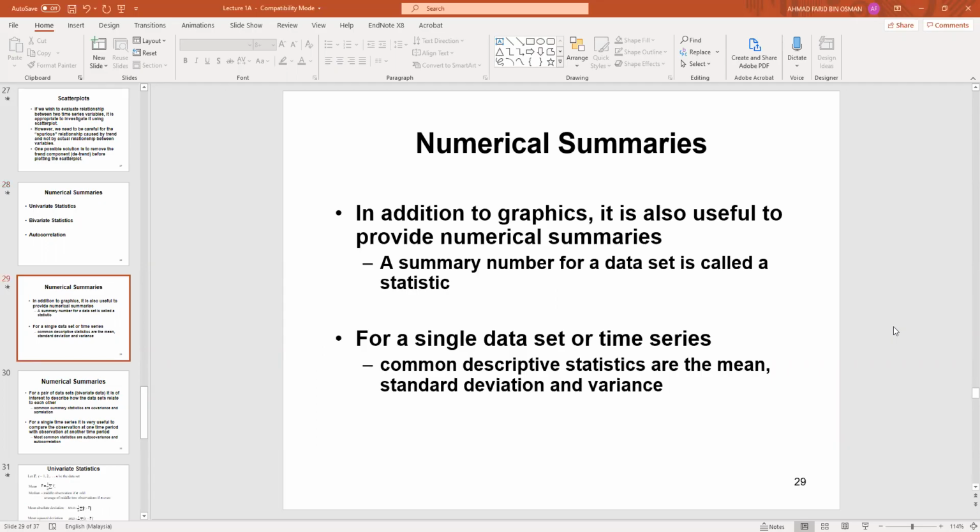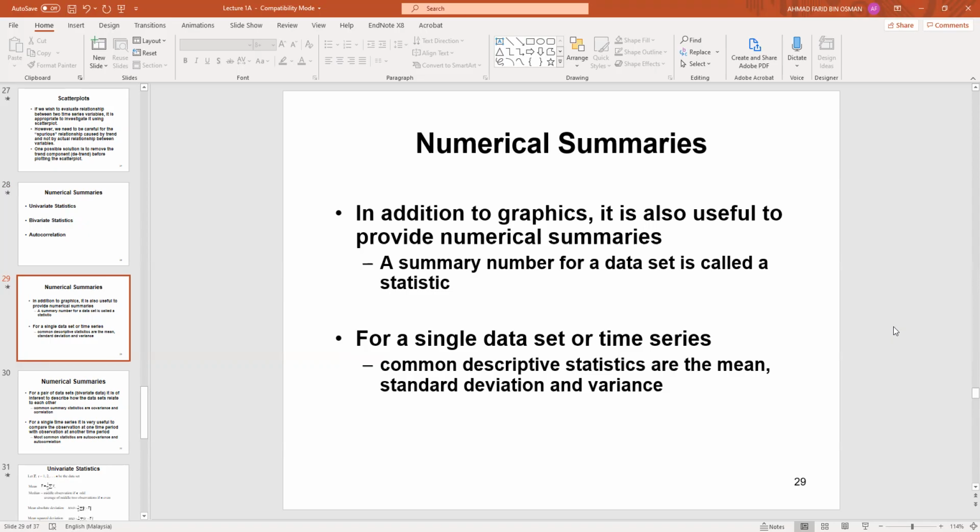Okay, so in addition to graphic, it is also useful to provide numerical summaries. That is, a summary number for a data set is called a statistic. So remember that you have two different terms, the statistic and parameter. Parameter represents what we call the true value for the population. But normally when you have a sample, the numerical summary, that one we call a statistic.